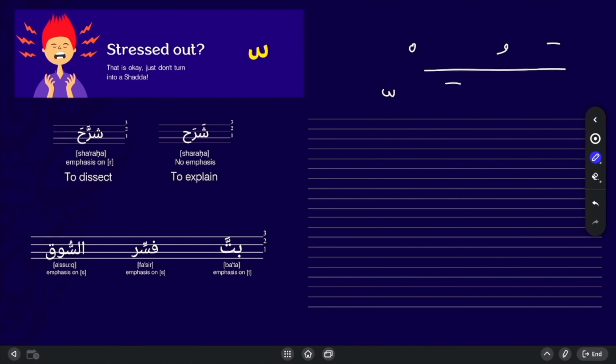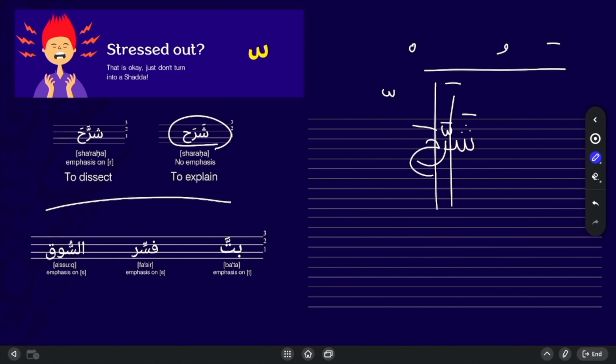It looks like a sin. In this example here, we have the word sharaha. Sha, ra, ha. Now we know how to place the vowels. Now if we add the shadda above the letter, this tells us that this sound right here is emphasized. So it's not sharaha anymore, it's sharraha. Emphasis is something that you're familiar with in English.